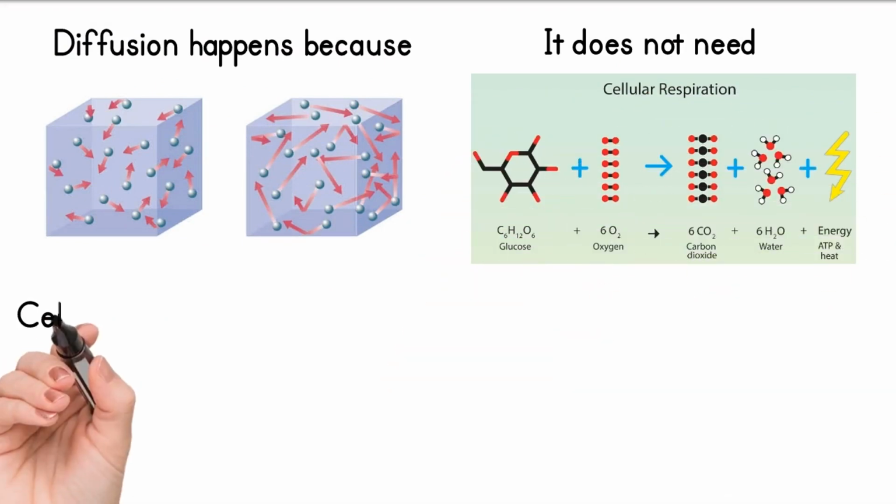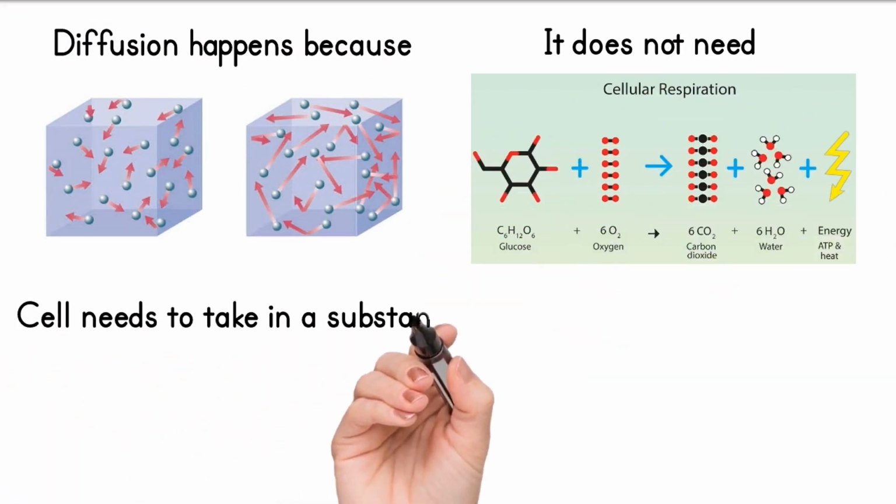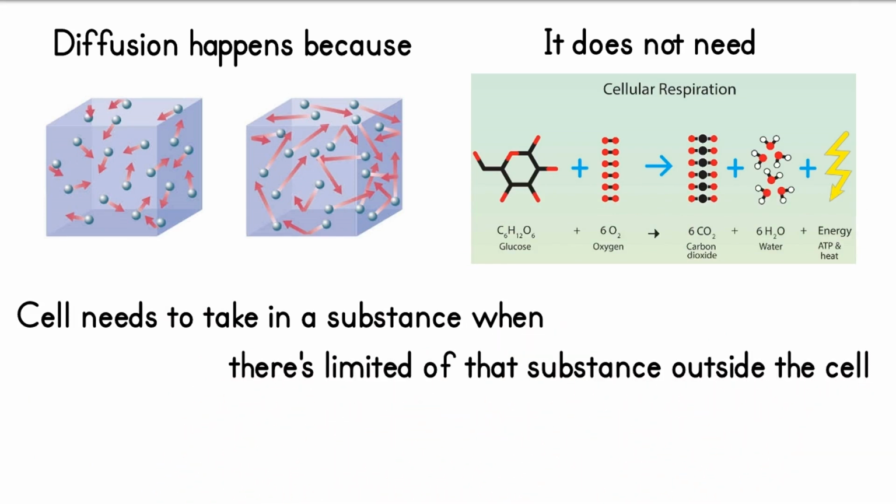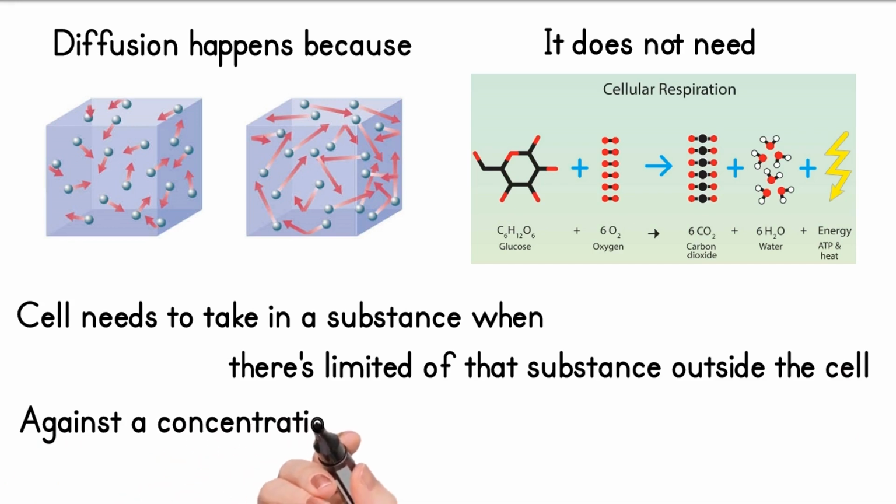However, sometimes a cell needs to take in substances when there is very little of that substance outside the cell. In other words, against the concentration gradient. It can do this by another process called active transport.